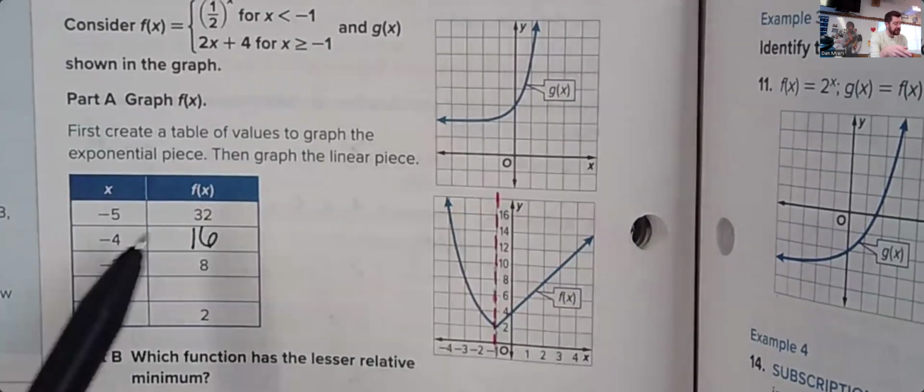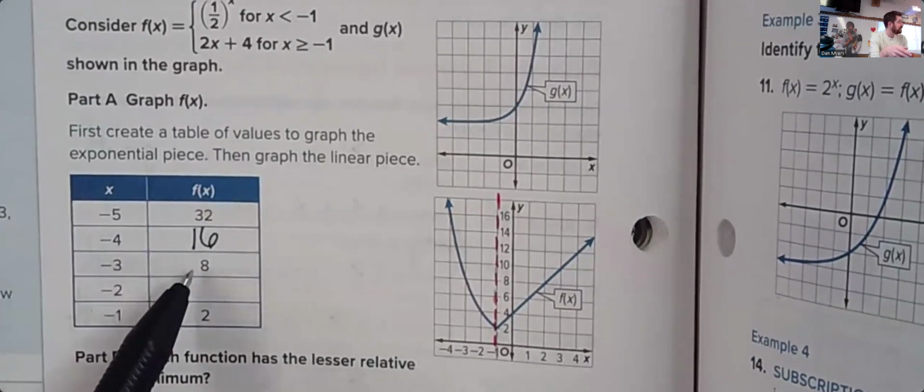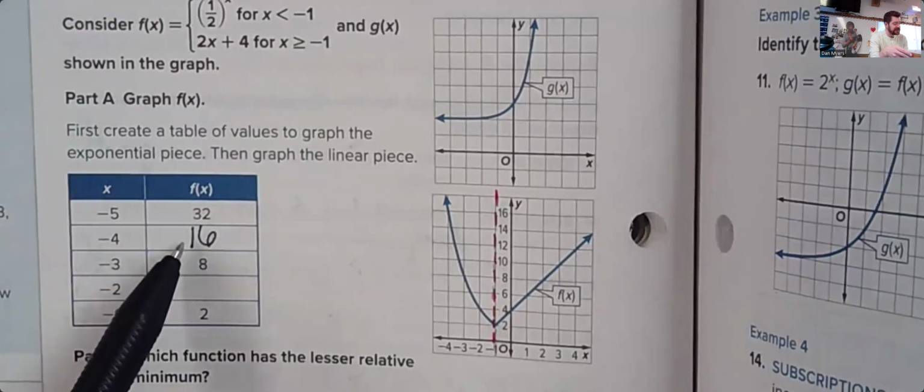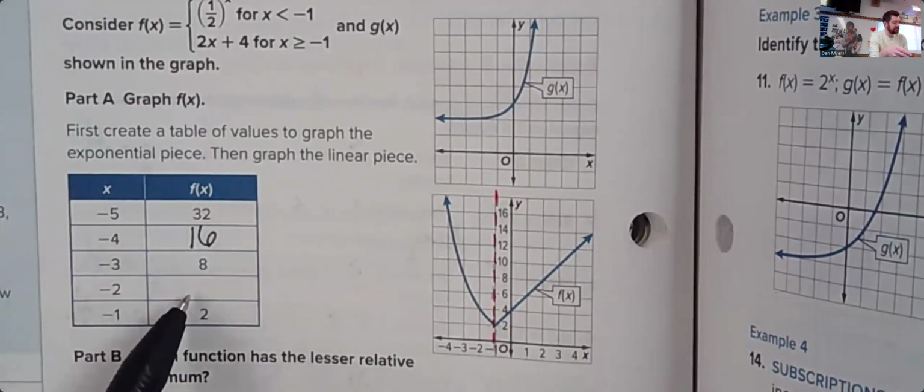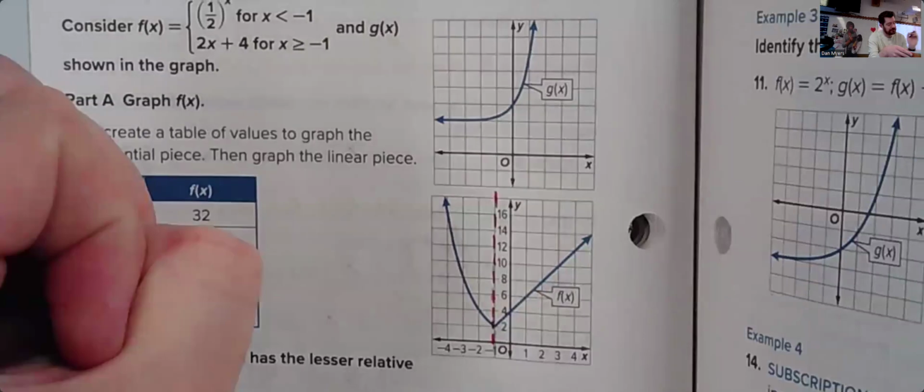By the way, there should be a bit of a pattern here for the y values. So 32, 16, 8, which means this is going to be what? 4. Great.